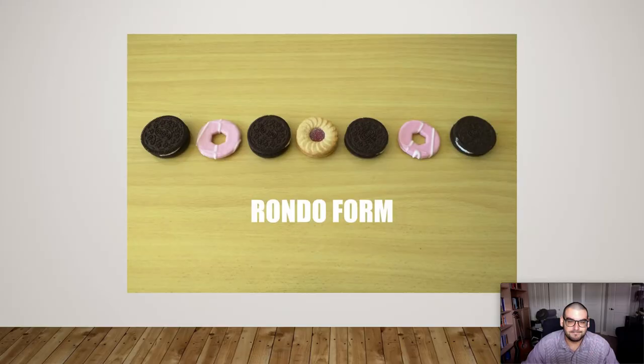Have a listen. And we're back to cookies. Yes, cookies! We've got Oreos, we've got our shortbread, and in the middle, I can never remember what those are called, but they've got the little jelly inside. They're delicious. So we've got A, B, A, C, A, B, A. Always returning to A with some episodes in between.